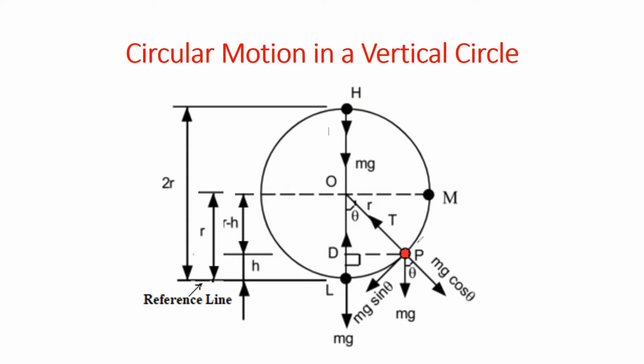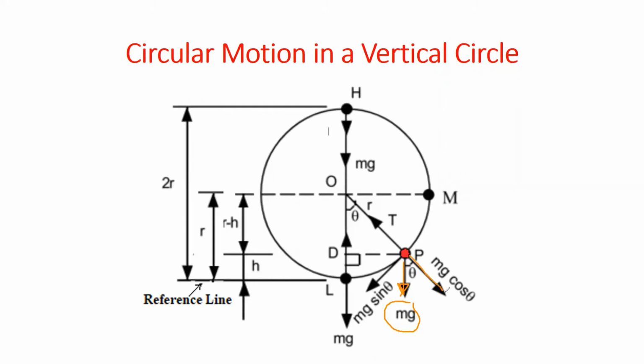Let us assume at a certain instant the particle is at P. OP is the position of the string now. Let OP make angle theta with the vertical, that is with OL. Let O be the center of the circular path and R be the radius of the circular path. Now the weight mg always acts vertically downward. Now we are resolving this mg into two components.